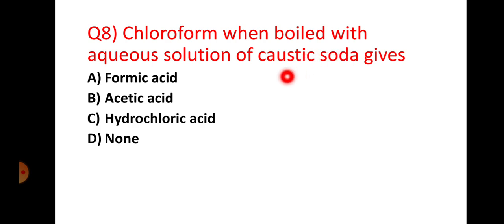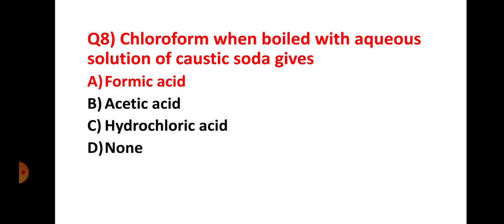Chloroform when boiled with aqueous solution of caustic soda gives formic acid. That is option choice A, the right answer for question number 8. Now let's move to question number 9.